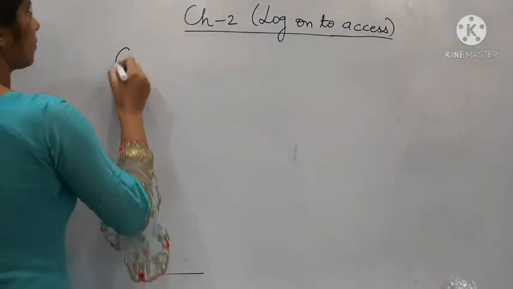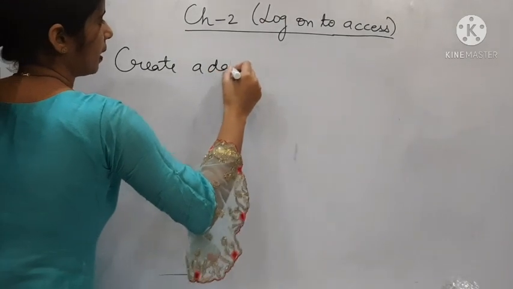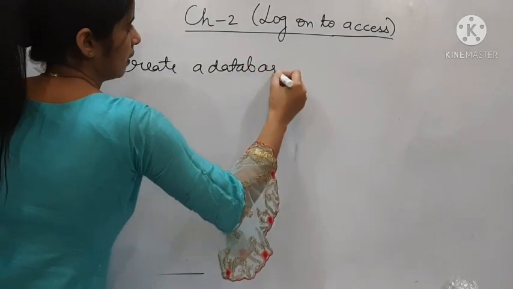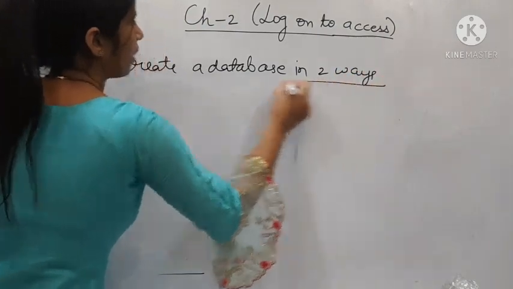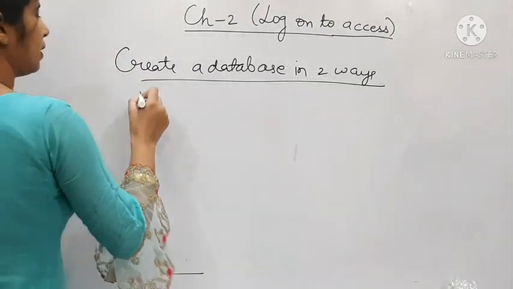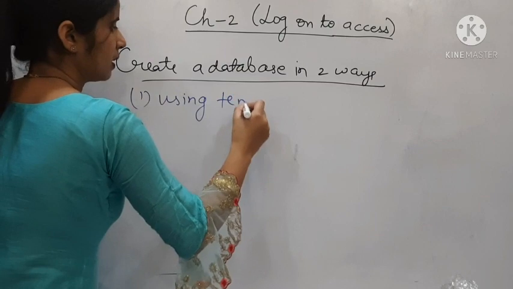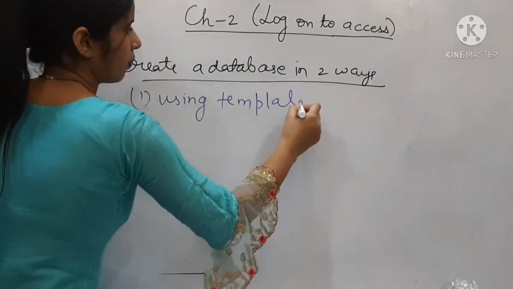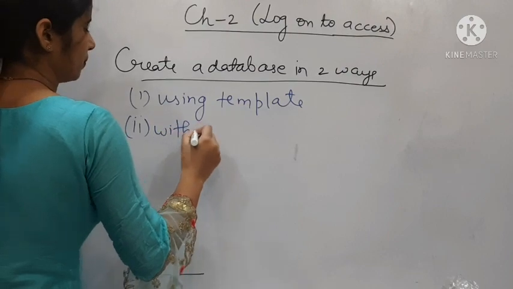Okay, we can create a database in two ways, and what are the ways for it? First is using a template, or second one is without a template.